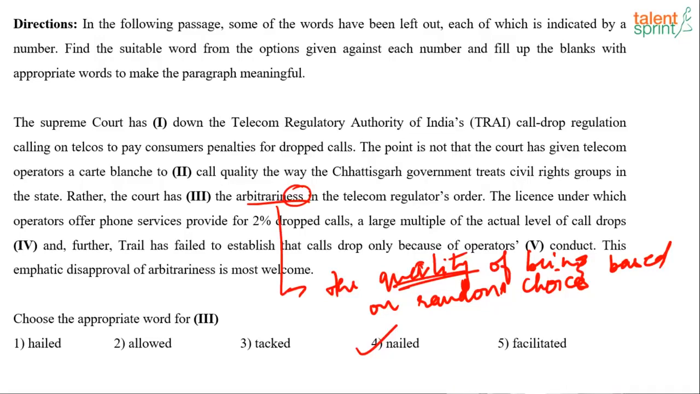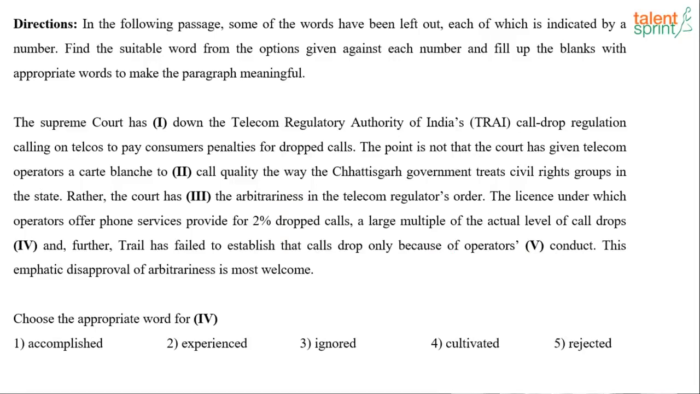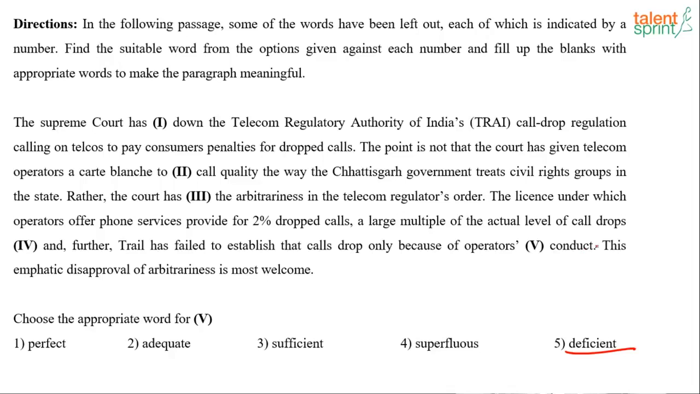The license under which the operators offer phone services provides for 2% dropped calls, a large multiple of the actual level of calls dropped, experienced, and further TRAI has failed to establish that calls drop only because of operators' deficient conduct.